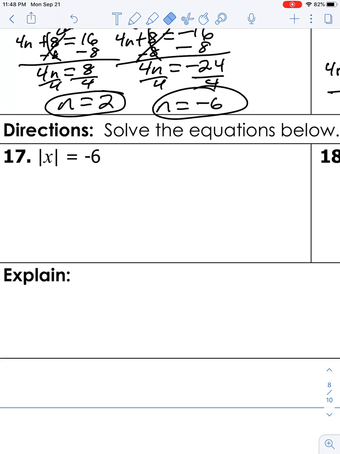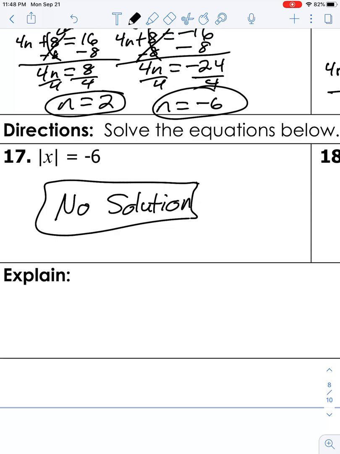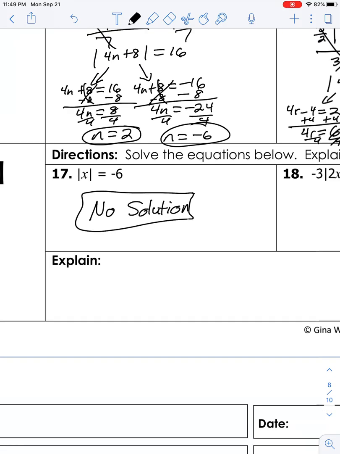So if you see that the absolute value is completely by itself, completely alone, and it equals a negative number, you already know it's no solution. You don't have to do any work at all. Why? Because an absolute value will never equal a negative number. Absolute values turn anything and everything positive, and a positive number can never equal a negative number. That's why it's no solution. All right?